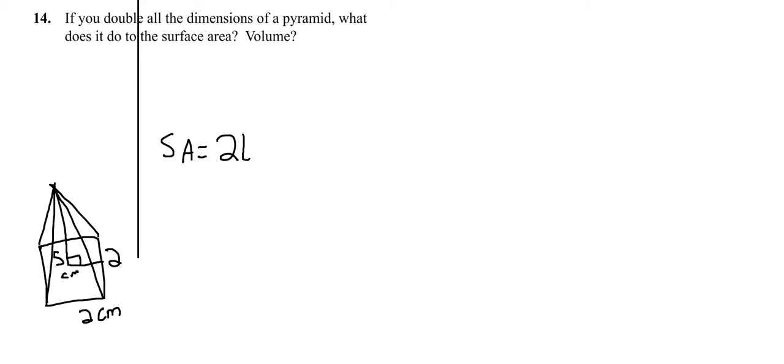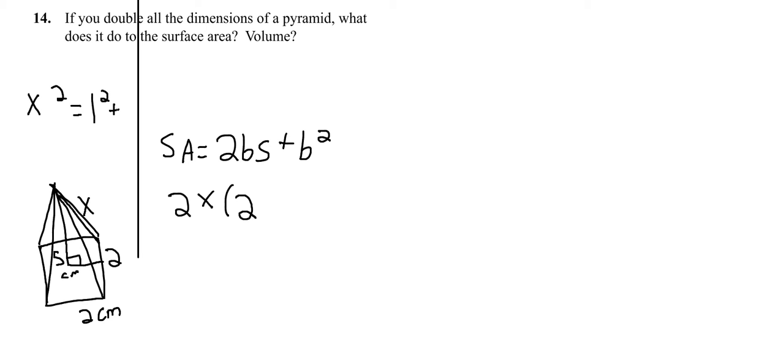it's 2 bs plus base squared. So then you have to multiply 2 times the base times the slant height. So the base is 2, and you don't know what this line here is, so that's going to be x. So if you do Pythagorean theorem, you're going to use half of 2, so it's going to be 1 squared and 5 squared. And then it's going to be 26. So you're just going to use that in your calculation.